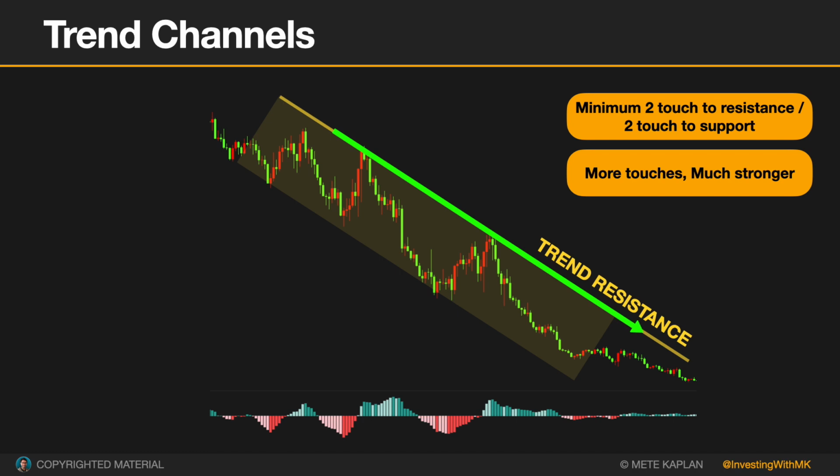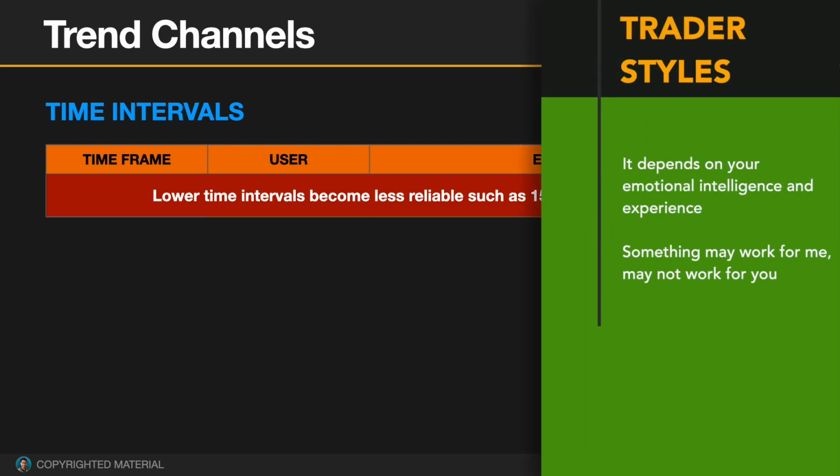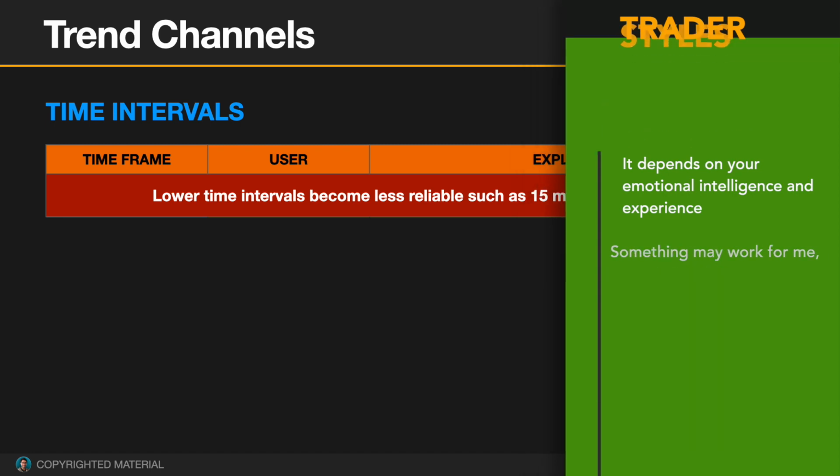Now, let's look at best time intervals to trade this strategy. Which time frames or intervals can you use with this trend channel trading strategy? Practically, you can use it at any time interval. However, a decade of experience taught me this. Every indicator and strategy becomes less and less reliable when you go in lower time frames. But this is not a universal rule because every trader is quite different. All kinds of trading depend on your emotional intelligence and experience. So, try this trend channel trading technique in every time frame and check it out if it suits you.